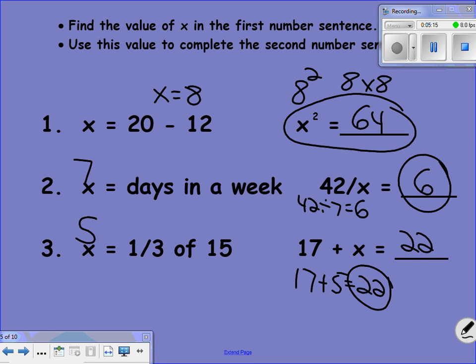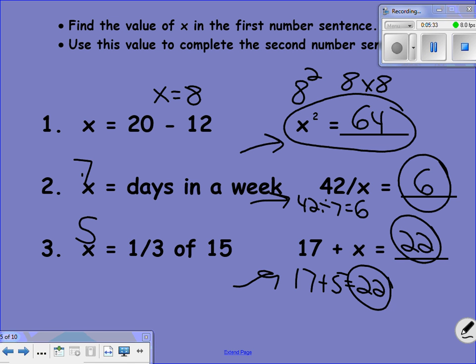22 is my answer. A common mistake I see on the test when kids are doing these problems: right away they see x equals 8 and they want to put 8 for that answer right away. They see x equals 7, so they want to put 7 for that answer right away. And down here they'll want to put 5 for an answer. That is incorrect.